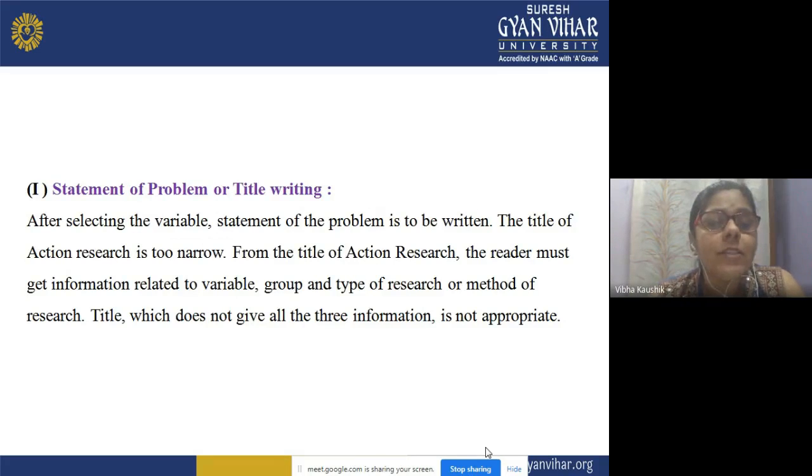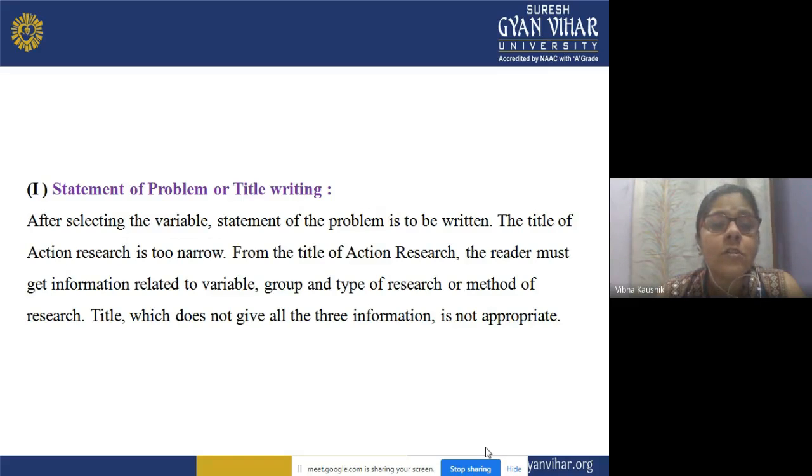Now, the first one is statement of problem or title writing. Means after identifying the problem, after selecting the problem variables, what do you have to write? You have to write the title. On what title will you do your research? After selecting the variables, you have selected the variables motivation and achievement. The statement of the problem is to be written. You have to write the statement on which you are going to do your action research.